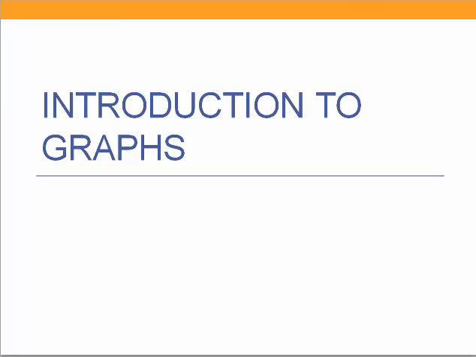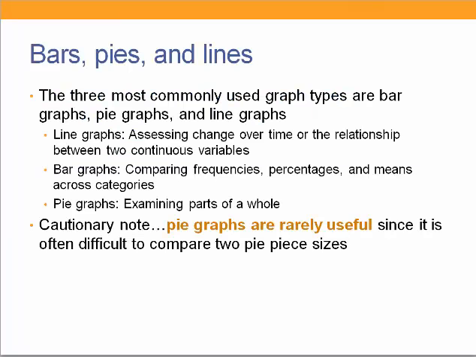This video is about getting started in SPSS on graph making. The three most commonly used types of graphs are bar graphs, pie graphs, and line graphs. Line graphs are useful primarily for looking at change over time or looking at relationships between continuous variables.